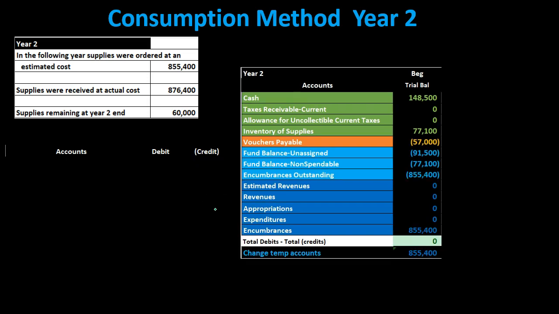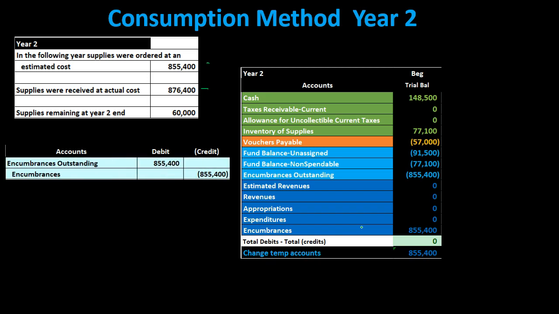Next item, we're going to say that we got the inventory, and this is going to be the actual amount versus the estimated amount, but we received all of the inventory related to the estimate that we had made, therefore reverse the estimate entirely. So this is what's on the books for the encumbrances. It's a debit. We're going to do the opposite thing to it, credit it to make it go down to 0. So we're going to credit the encumbrances, debit the encumbrances outstanding.